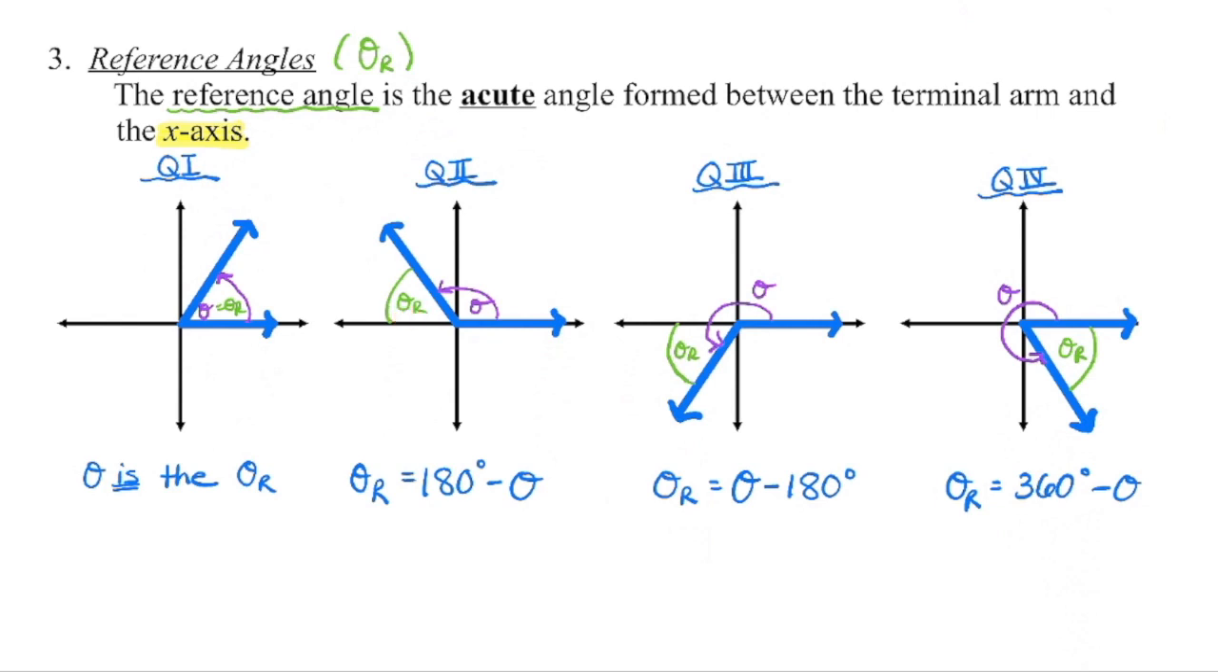If we terminate in quadrant 3, again, we know the angle of rotation. If we take off that 180 degrees, it will leave us with that reference angle. And in quadrant 4, we know that a full circle would be 360 degrees. So if I go 360 degrees, take off that angle of rotation, I'm left with my reference angle.